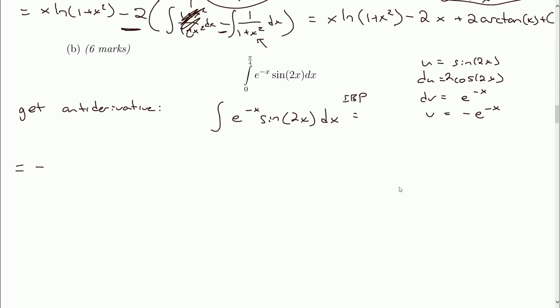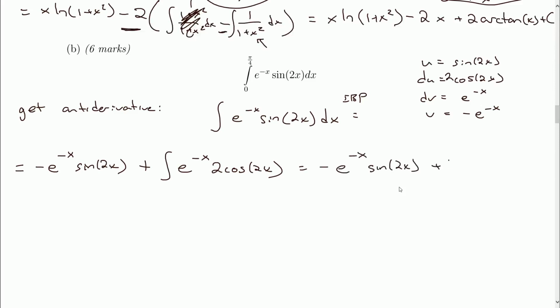So we can split this up: negative e to the minus x and sine 2x, that's fine, minus, now we switch things around, so minus e to the minus x, so I'll just change it to a plus e to the minus x, and then 2 cos 2x. I'm also going to bring that 2 out. And there should technically be dx's everywhere.